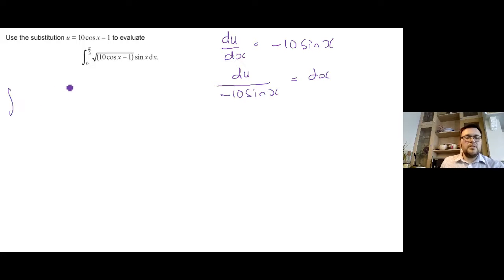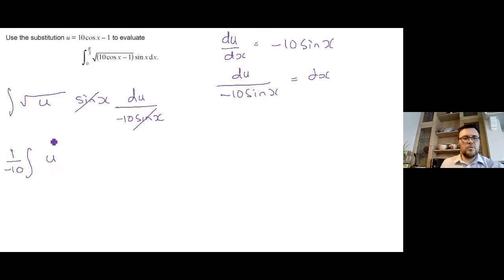I'm not going to do the limits because you can just put them into the calculator and then I can get on. So then this is going to be the square root of u times sine x, and instead of dx I'm now replacing it with du over minus 10 sine x. Again, you can see that that sine x is going to go. I'm going to move the minus 10 outside of the integral, and then that's going to be u to the half du.